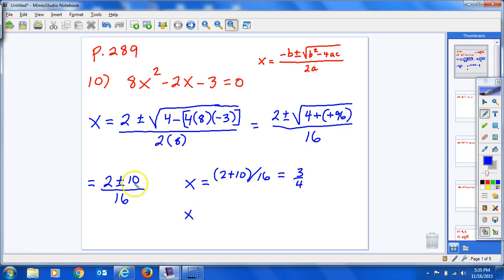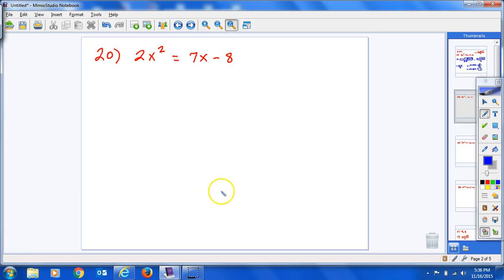And then the other solution is going to be 2 minus 10 divided by 16. And of course 2 minus 10 is negative 8, and negative 8 divided by 16 is negative 1/2. So those are your two solutions for number 10. You should get positive 3/4 and negative 1/2. Alright, let's try another one.